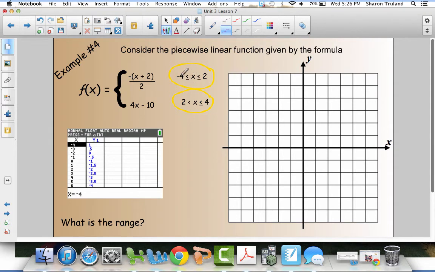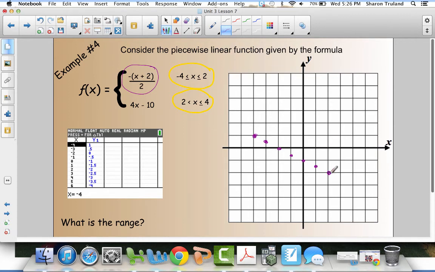If I put a negative 4 through 2 in, I am to use this equation. All right, so negative 4 results in a positive 1. Negative 3 results in a half. Negative 2 results in 0. Negative 1 results in negative a half. 0 results in negative 1. 1 results in negative 1.5. And 2 results in negative 2.